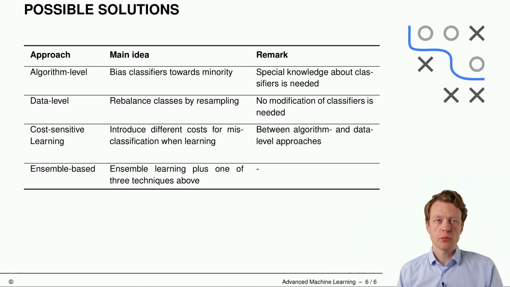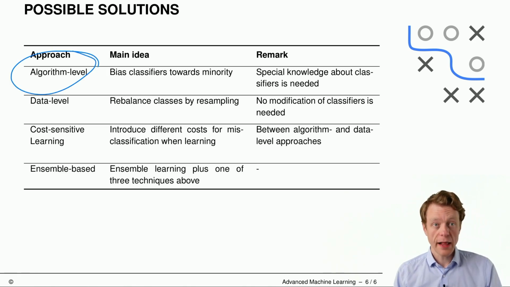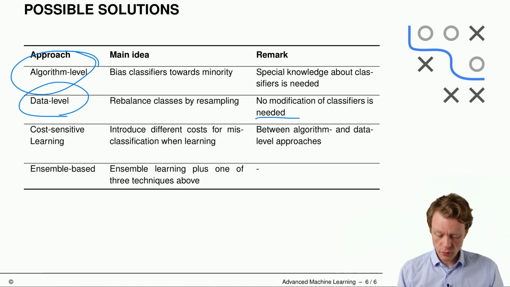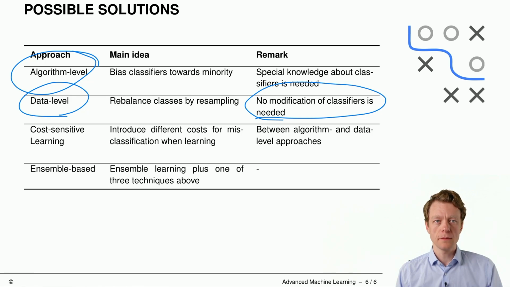We can divide approaches into different solution levels, let's say. One level is the algorithm level, where we try to bias the classifier actively towards the minority class. So we try to force the classifier to be better on the minority class. This needs some special knowledge about the classifier, of course. The other approach is to change the data a little bit, so to rebalance classes by resampling, so oversampling, undersampling, SMOTE, and the good thing is we do not have to modify the classifier at all.